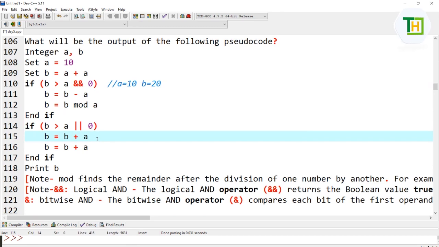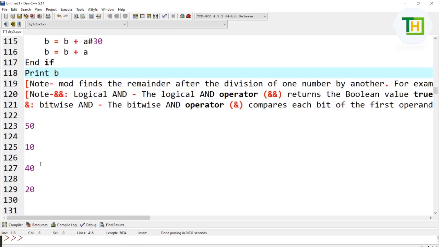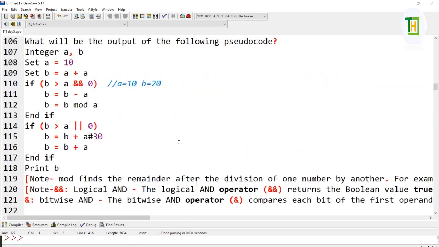Now it is moving inside and B is equal to B plus A, so it becomes 30 here. And again 30 plus 10 is going to be 40 here. The answer is going to be 40.